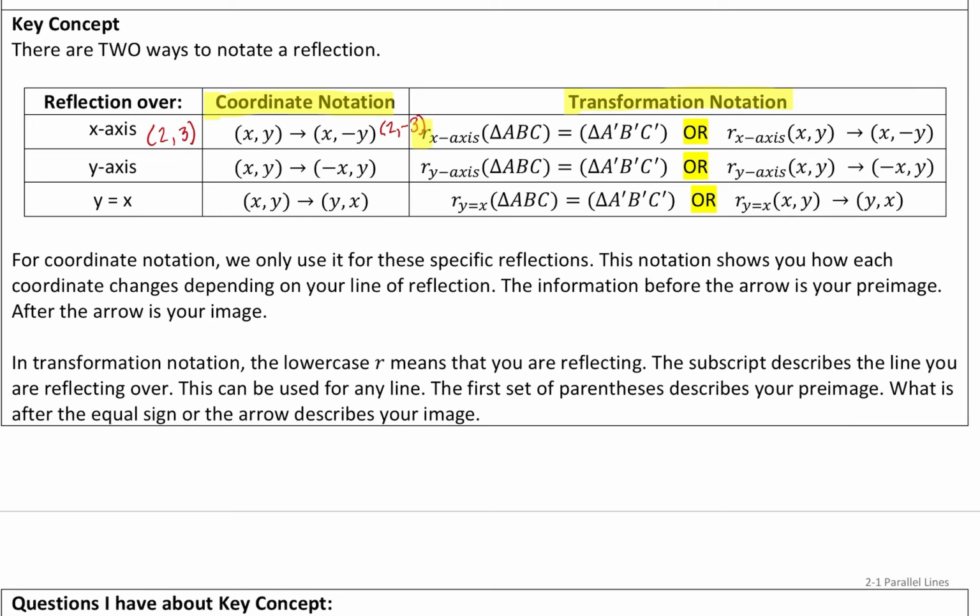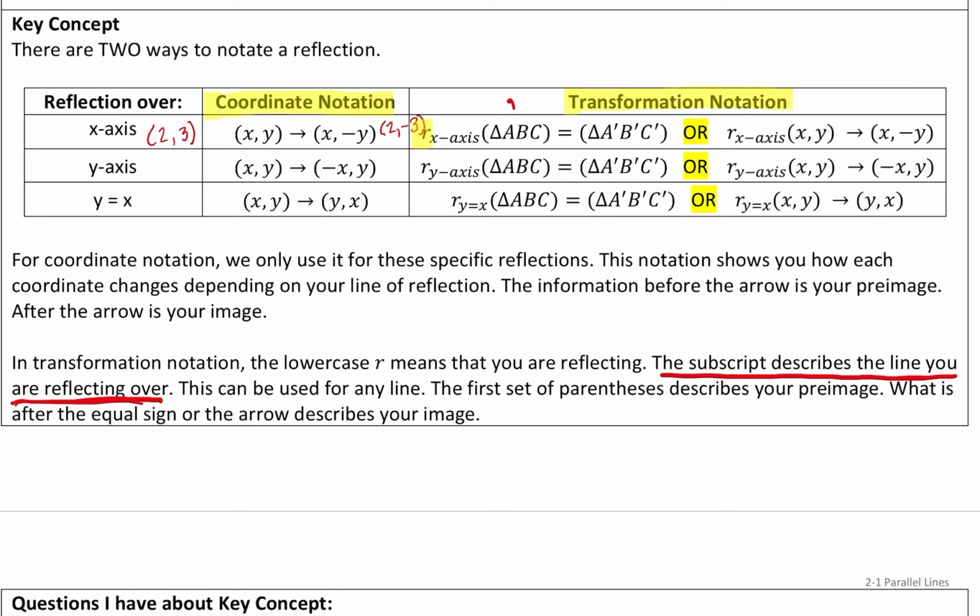And then we're going to do a subscript. The subscript is going to tell us what line we're reflecting over. All right, so the subscript tells us what we're reflecting over, and it can be any line. It doesn't have to be the x-axis, the y-axis, or specific lines. The transformation notation works for any line. I could say I'm going to reflect over the line x = 1, and that's fine.